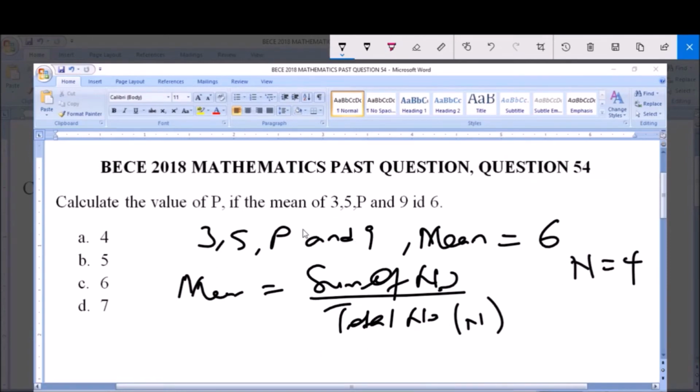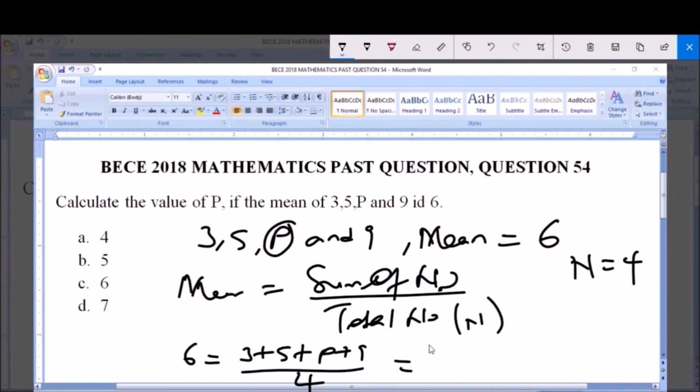Now we are asked to find P, which is an unknown, but we are given the mean and the other numbers. So with this we can say: mean, which is 6, is equal to 3 plus 5 plus P plus 9 all over 4, which is the n. So this is equal to 3 plus 5 will give us 8, 8 plus 9 will give us 17. It is 17 plus P all over 4. So therefore we say 6, which is the mean, is equal to 17 plus P all over 4.